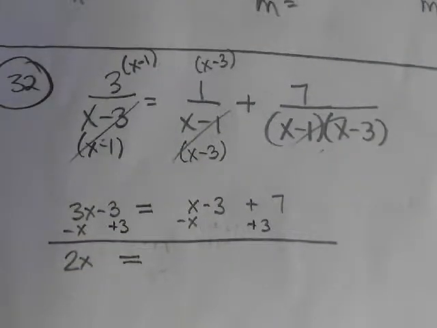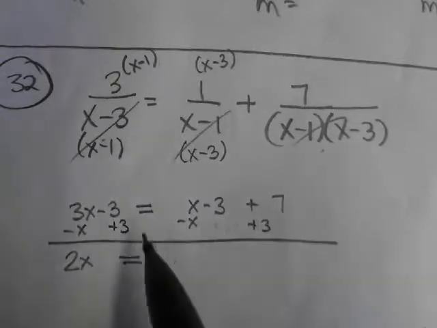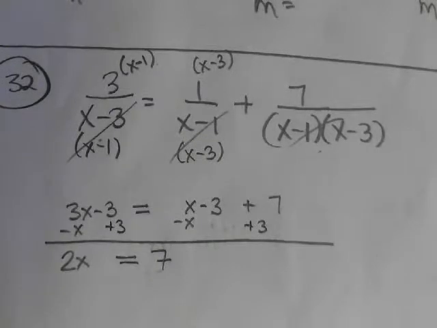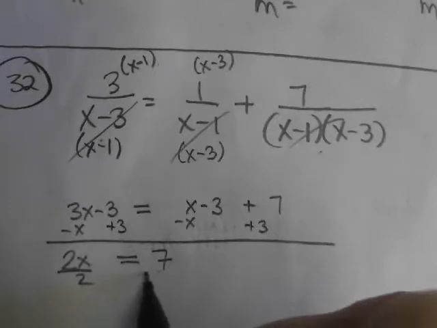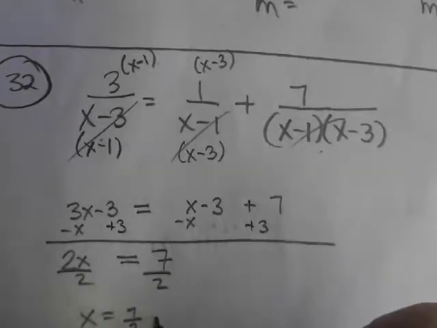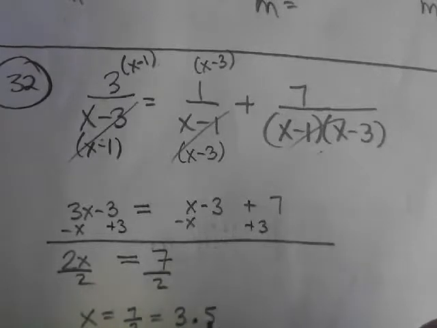So on the right-hand side, I have negative 3 plus 7. So what is that? Just 7. Negative 3 plus 3 cancels, then plus 7. And then I divide both sides by 2. And x equals 7 halves, or if you like the decimal, 3.5.